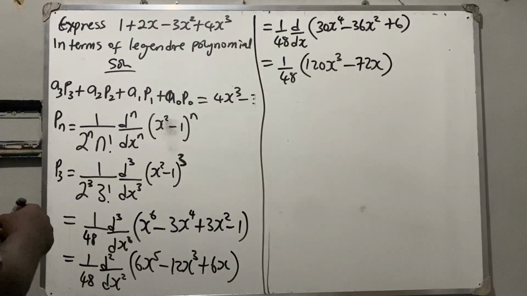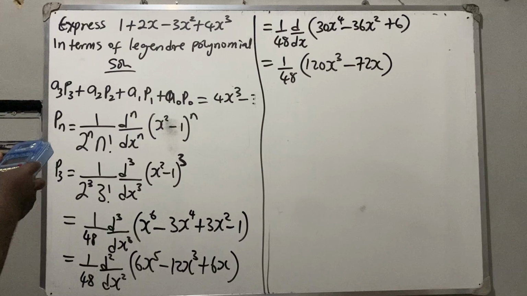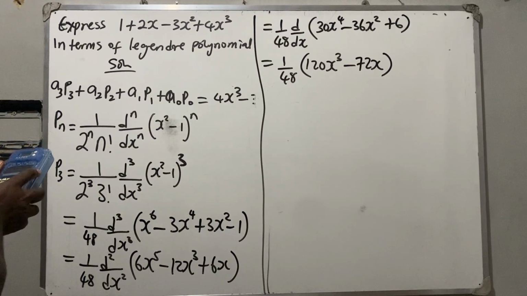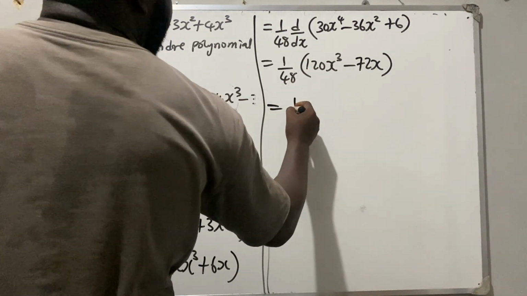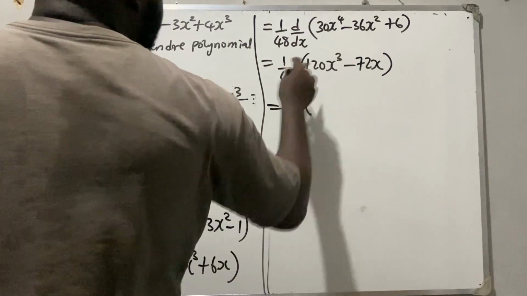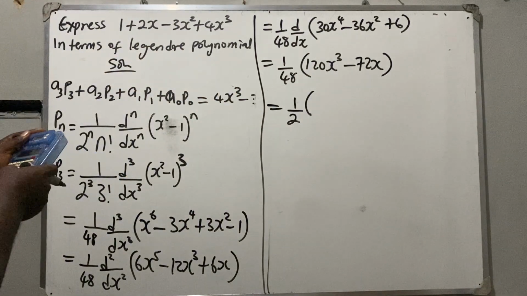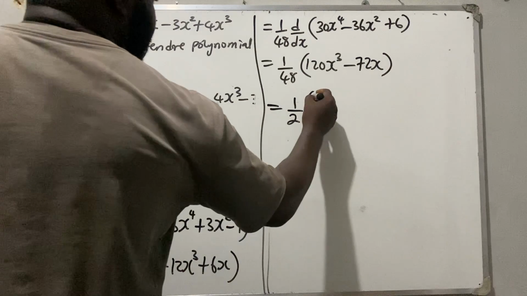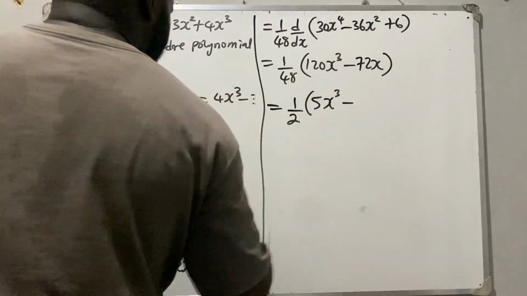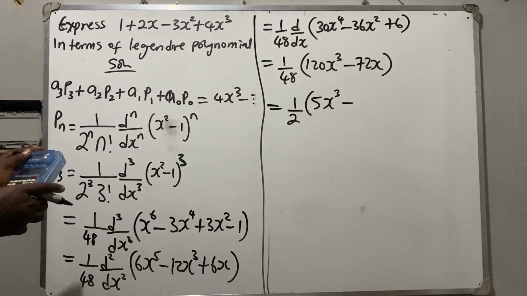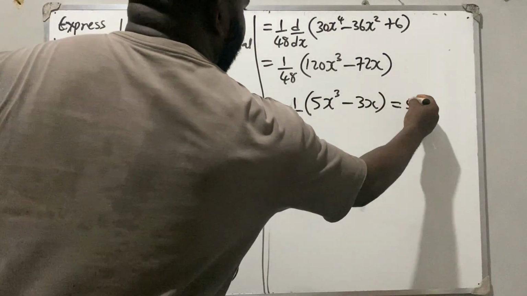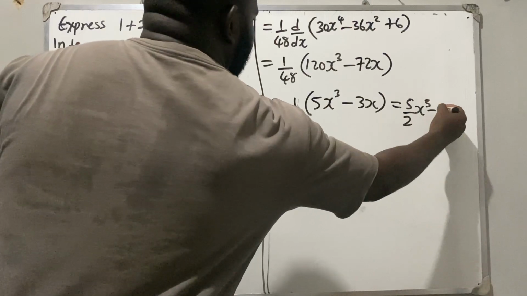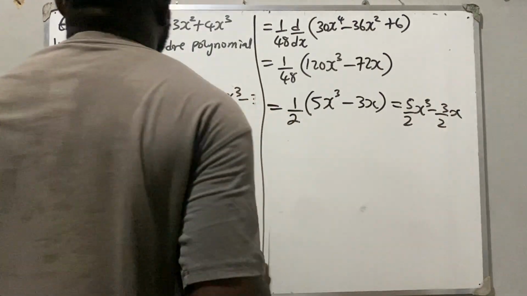So now, what can divide? I think 24 can divide. 48 divided by 24 to give you 2. So I'm having that, if I reduce it to the lowest, 1 over 2 into 120 divided by 24. So I'm having 5. So this is 5x raised to power 3 minus 72 divided by 24. So I'm having 3. So 3x. Okay. So which is finally written as 5 over 2 x raised to power 3 minus 3 over 2 x. So I have gotten this.